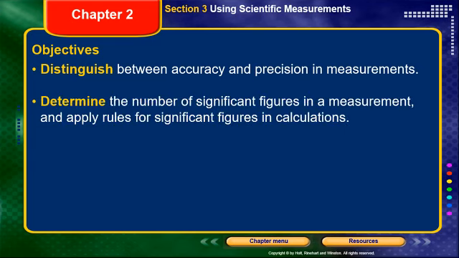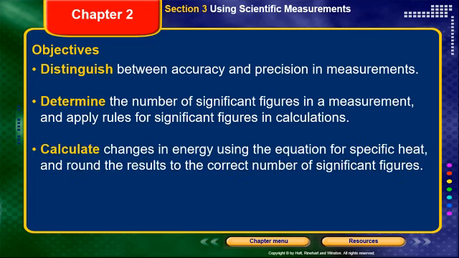Determine the number of significant figures in a measurement and apply the rules for significant figures in calculations. That'll be a topic that will stay with us for the rest of the year, so hopefully this sinks in early. Calculate changes in energy using the equation for specific heat and round the results to the correct number of significant figures. As I've said before, we will be using the equation for specific heat, but do not fret.